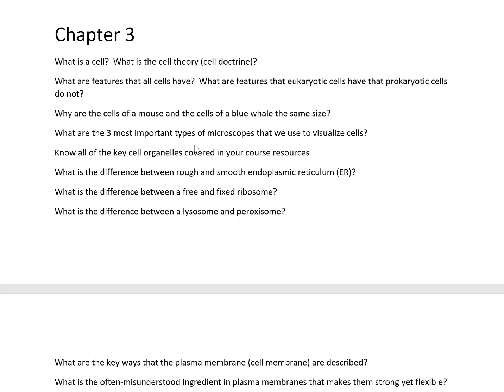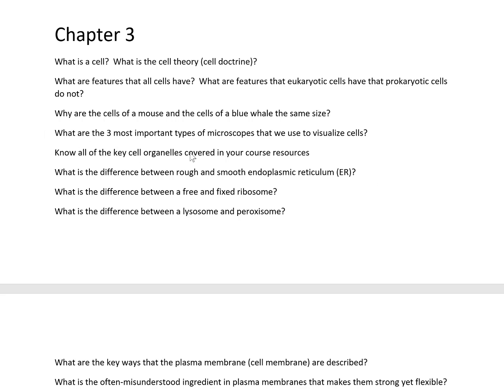All right, why are the cells of a mouse and the cells of a blue whale the same size? Well, cells can't get any bigger. If you're going to be a bigger organism, like I'm a big guy, I'm made of more cells than you, not larger cells than you. Cells have a finite size because as a cell gets bigger, the volume inside gets too big for the surface area on the outside. That basically means if a blue whale had bigger cells than a mouse, it couldn't get nutrients to the center of the cell and it couldn't get waste products out. So a blue whale is bigger than a mouse because it has more cells, not larger cells.